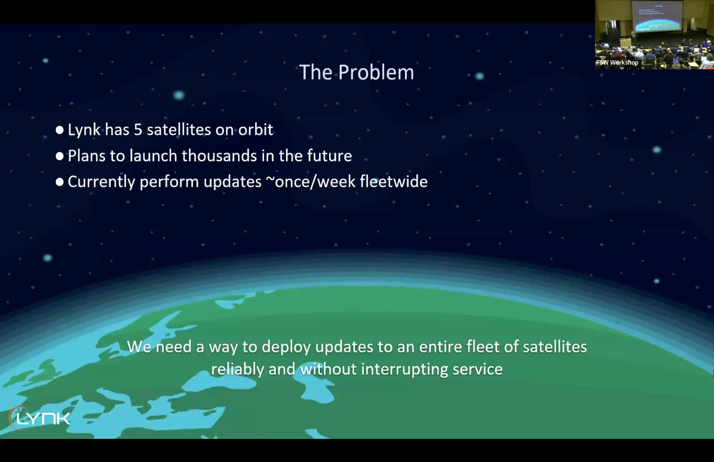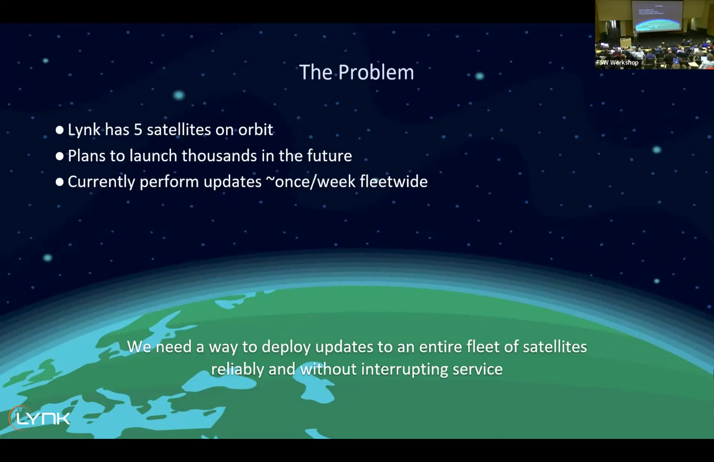So right now we have 5 satellites in orbit. We want to put up like 5,000, I think. And we currently do an update about once a week. Actually, I checked our schedule this morning. This morning, we've done 2 updates. We're going to do 2 more this afternoon, just today. And that's fairly typical.